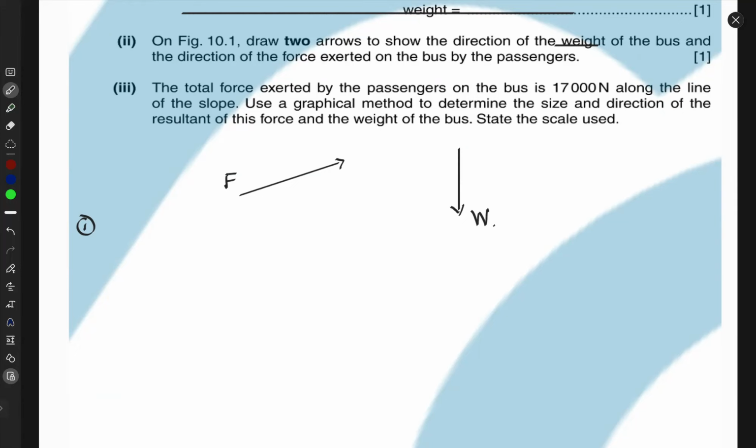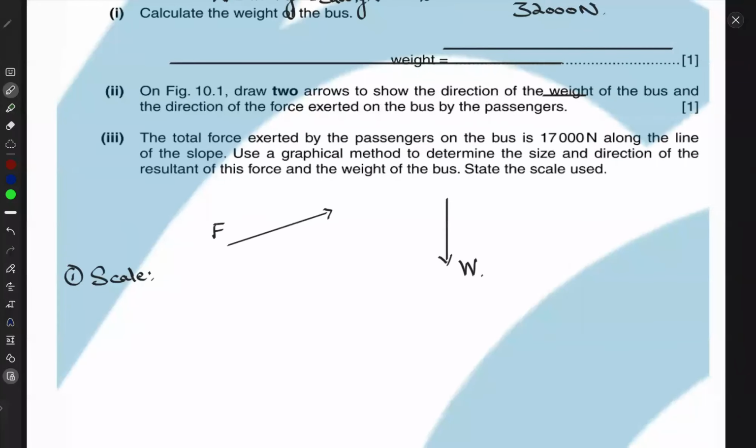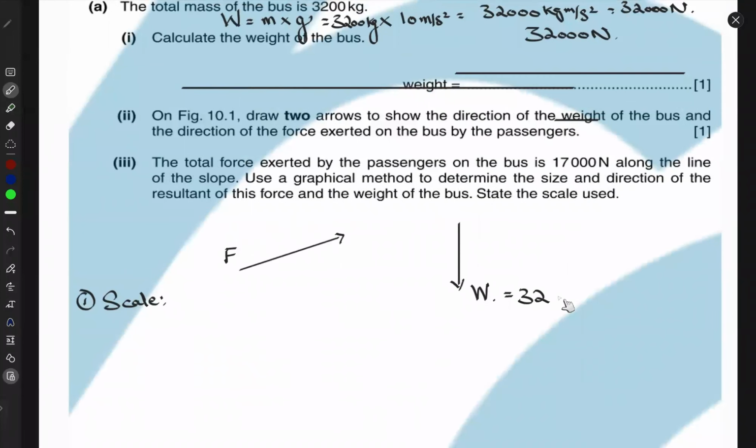Selecting a scale. So we'll be selecting the scale, right? The first step is always to write down a proper scale for your vectors. Now, we know that the weight of the bus is 32,000 newtons, while the force is given as 17,000 newtons.